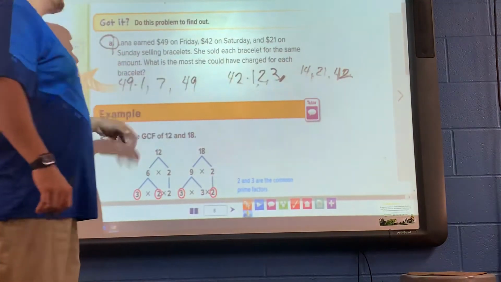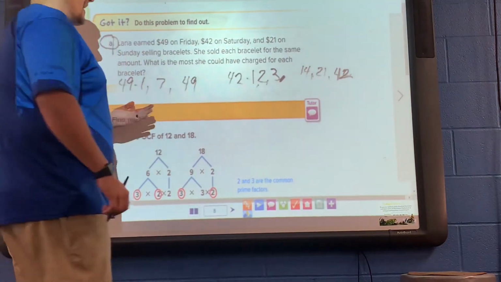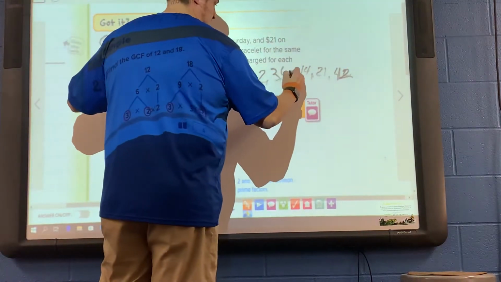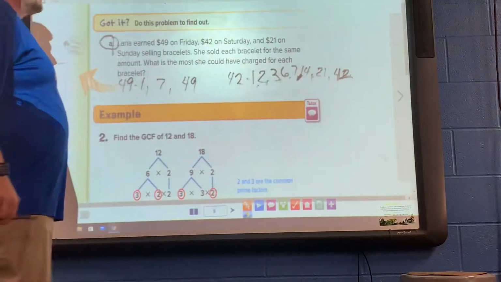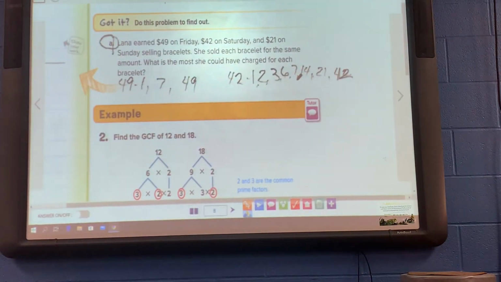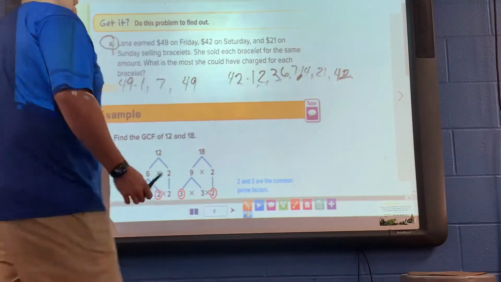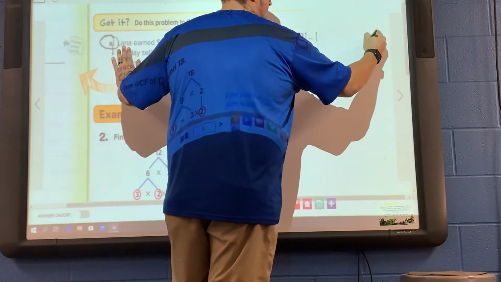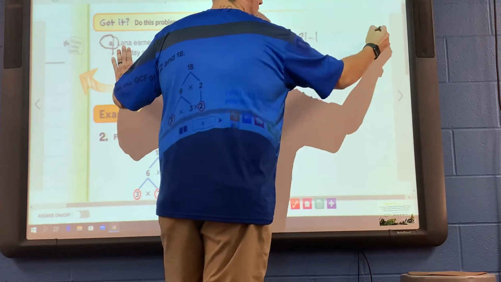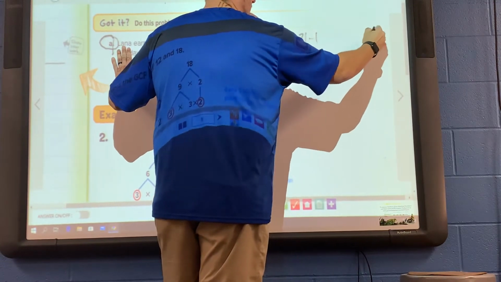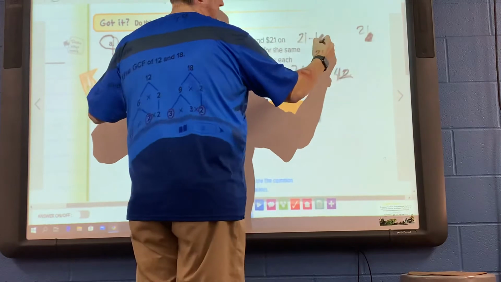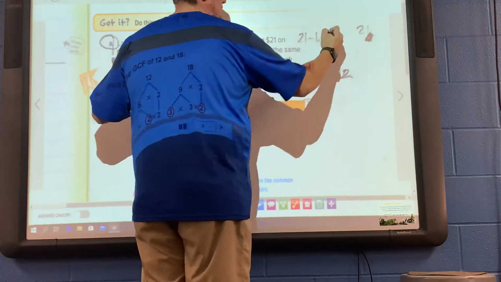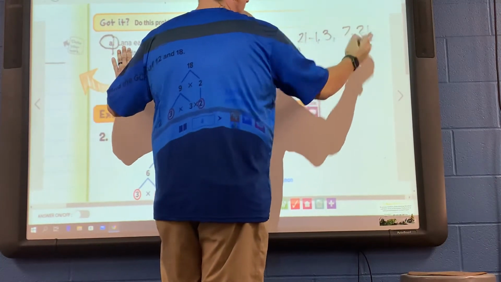Okay, so now 4, nope. 5, nope. 6, and we have 7. So we're maxed out on all our factors. We have found them all. Now we're going to do Sunday, 21. So 1 and 21. Okay, and then we have, does 2 go into it? No, we have 3. 3 and 7, and we're maxed out.